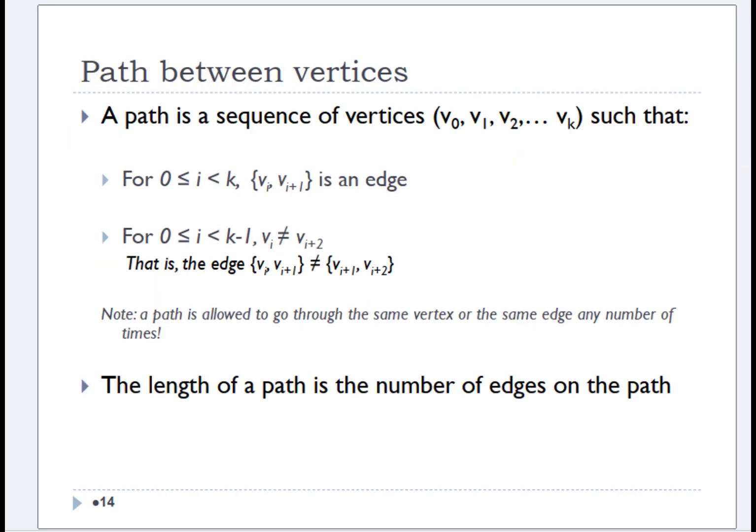13. Path between vertices. A path is a sequence of vertices v0, v1, v2, ..., vk, such that for 0 less than or equal to i less than k, (vi, vi+1) is an edge. For 0 less than or equal to i less than k-1, vi is not equal to vi+2, that is, the edge (vi, vi+1) is not equal to (vi+1, vi+2). Note, a path is allowed to go through the same vertex or the same edge any number of times. The length of a path is the number of edges on the path.